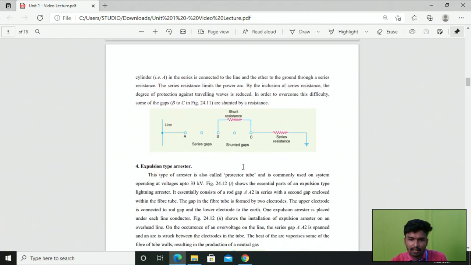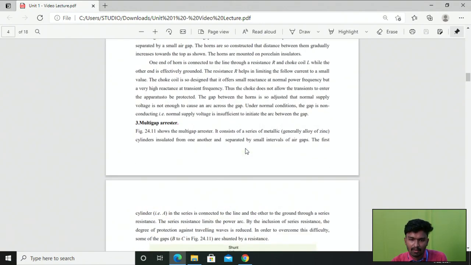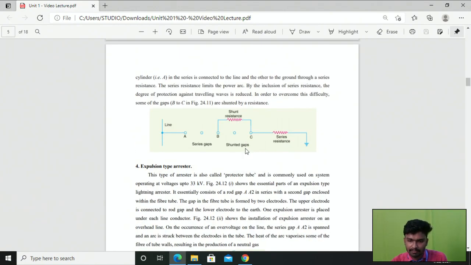The first cylinder, that is A, is connected in series with the transmission line, and the other one is connected to the ground through the series resistance. So here the second cylinder is connected to the ground through this series resistance. The purpose of the series resistance is to limit the power arc, right? But by the inclusion of this series resistance, the degree of protection against traveling waves is reduced, right? So in order to overcome this difficulty, the gaps B to C are shunted through this resistance, right? So that is why we go for the multi-gap arrestor, right?